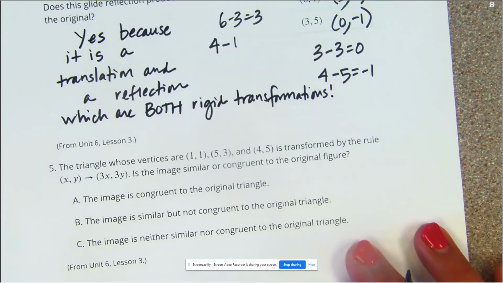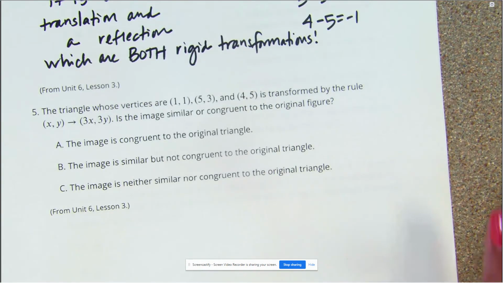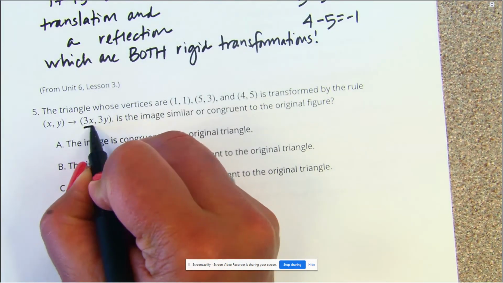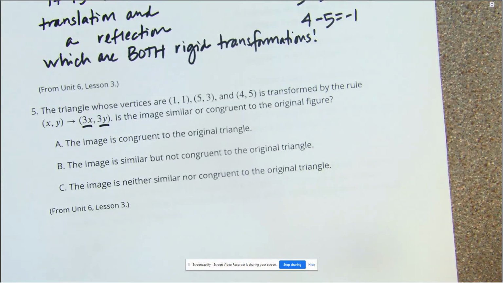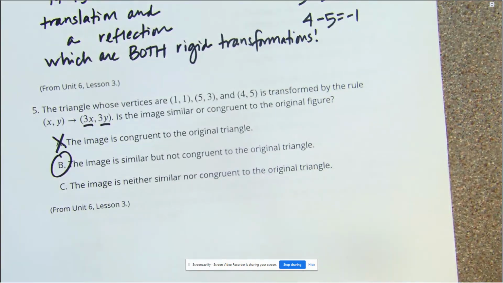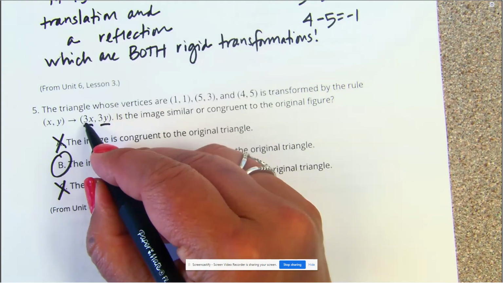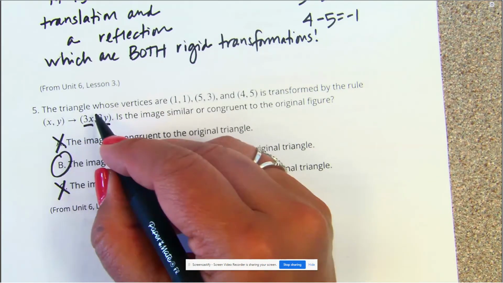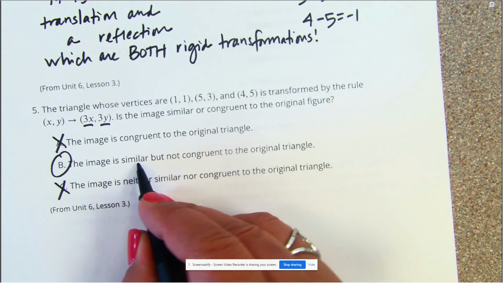Number 5. The triangle whose vertices are (1, 1), (5, 3), and (4, 5) is transformed by the rule (x, y) becomes (3x, 3y). Is the image similar or congruent to the original? So this is a dilation because both x and y have been multiplied by the same amount, which produces a congruent? No. Similar? Yes. And it's not neither. As long as both the x and the y are multiplied by the same amount, that's a dilation which produces a similar figure.